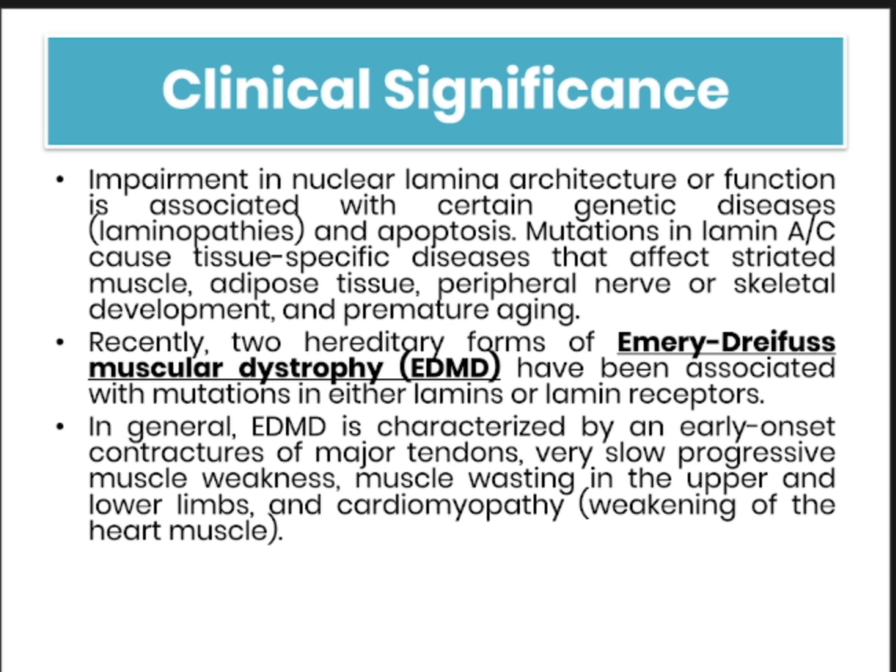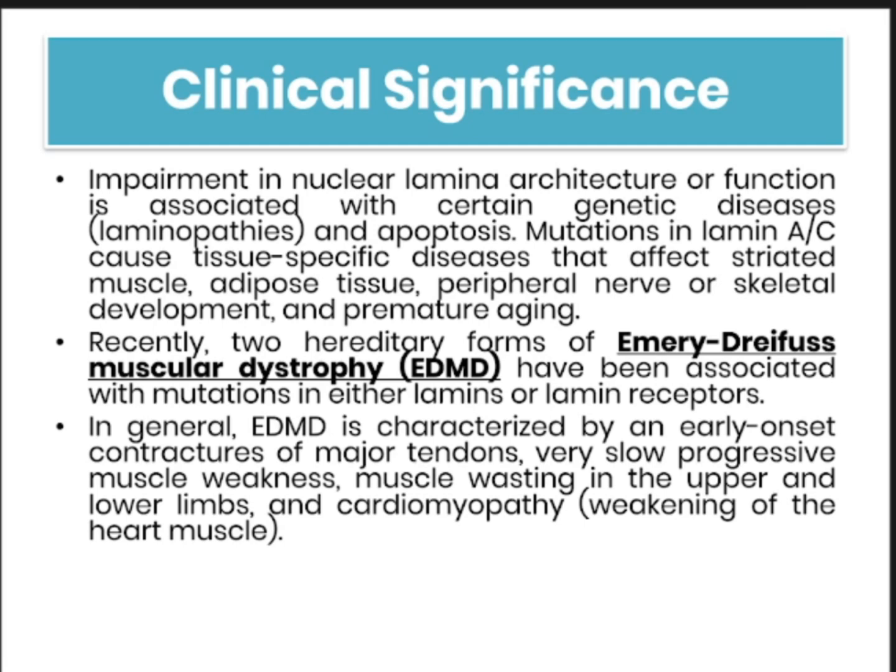Here again, the genetic mutations in lamin A/C are associated with tissue-specific diseases that would include striated muscle, for example. So it affects the muscle tissue. It also affects the adipose tissue and the peripheral nerve. It would lead to neurological issues. At the same time, we have skeletal development. It can cause abnormalities in bone growth and also premature aging. So it could accelerate aging processes.